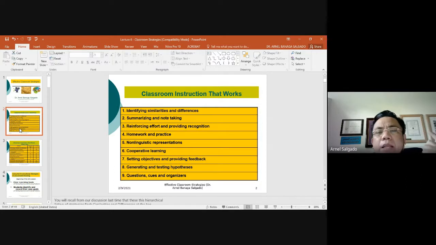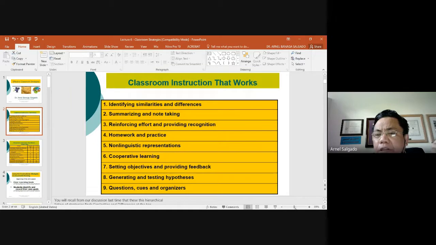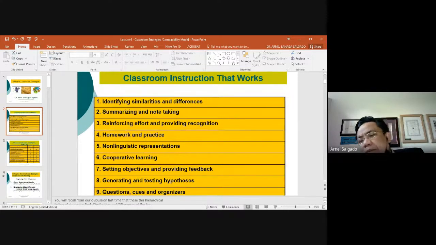Number 3, reinforcing effort and providing recognition. This is also a very good strategy. Remember, when we tackled operant conditioning, the reward and punishment, one of the best rewards that we can give that's actually for free and that's legal to the students will be a praise. We are going to recognize their work. Good job. You see, acknowledging that the students did something better or did something excellent. That is free. And that's legal.